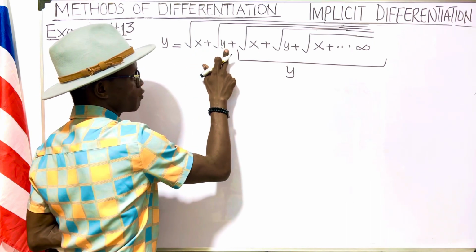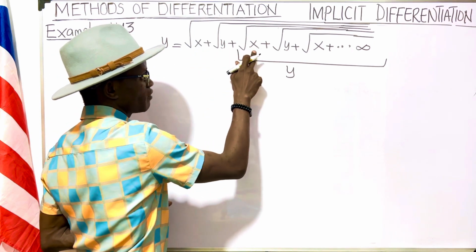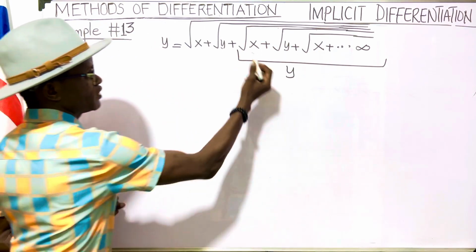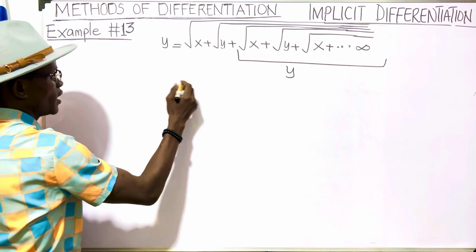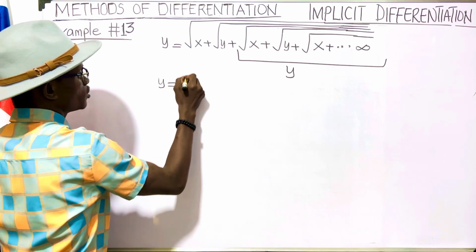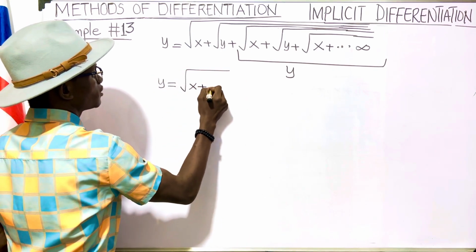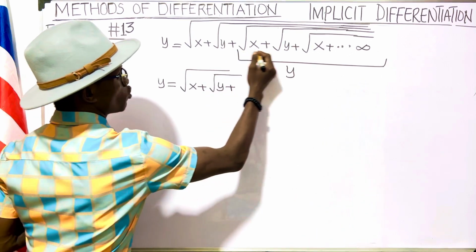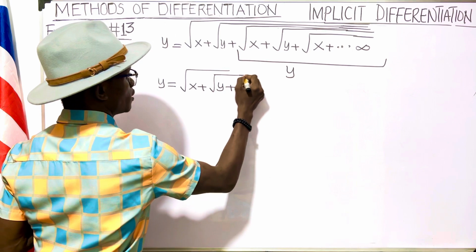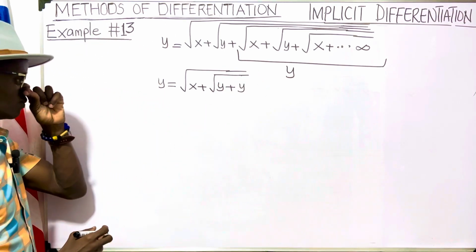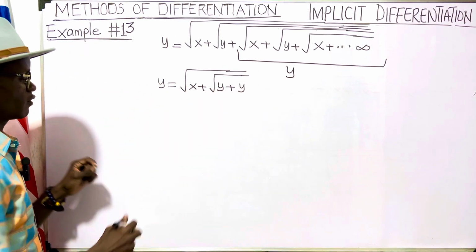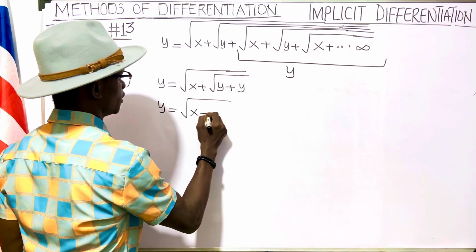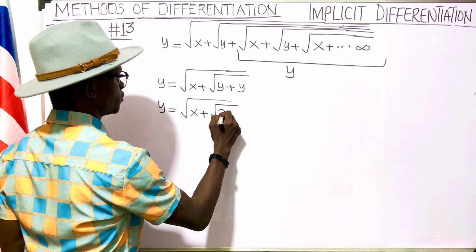It is not only x that is repeating, but x is repeating with y: the square root of x plus the square root of y plus the square root of x plus the square root of y and so forth. It's alternating. So if this is equal to y, we can rewrite it as y equals the square root of x plus the square root of y plus, and this whole portion is now just y. What do you observe? y plus y gave us 2y. So y equals the square root of x plus the square root of 2y.